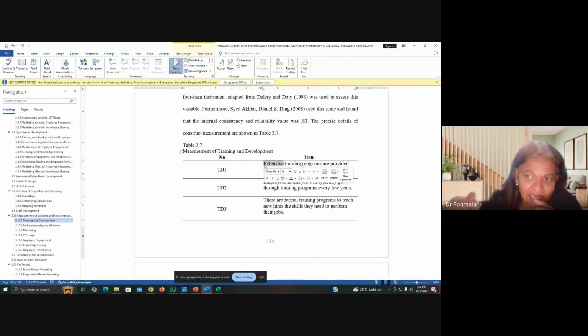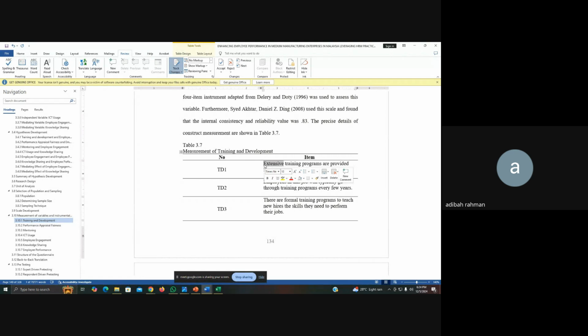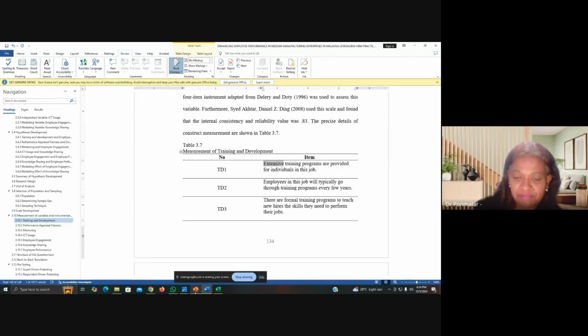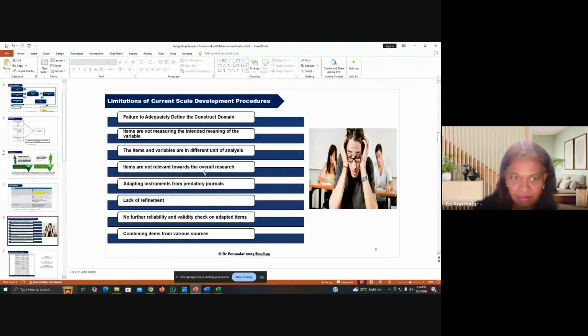If they start doing that, will your data quality be poor or good? Right? So that's why you need that refinement. Okay? You need the refinement.